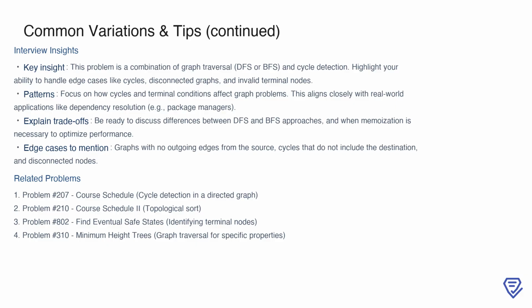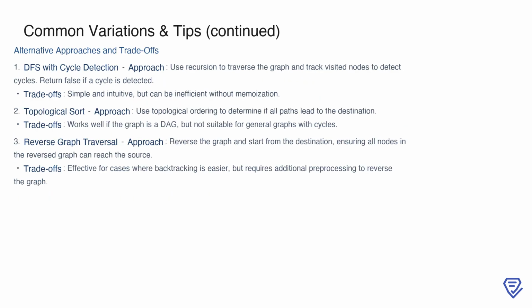Mentioning specific edge cases, such as graphs where the source has no outgoing edges or graphs with cycles that don't involve the destination, shows thoroughness. Finally, you can connect this problem to related ones, like course schedule or eventual safe states, which share similar concepts like cycle detection and terminal node identification. Now let's consider some alternative approaches and their trade-offs.